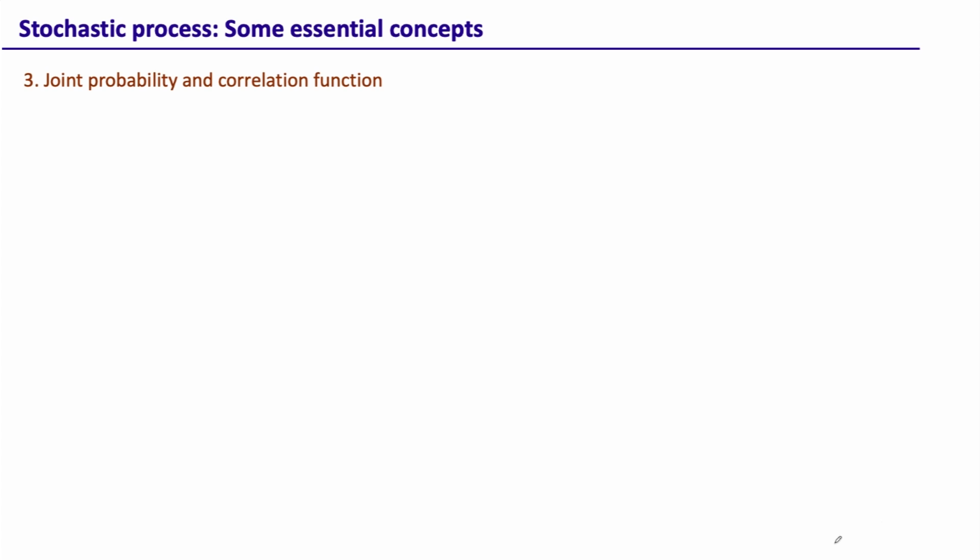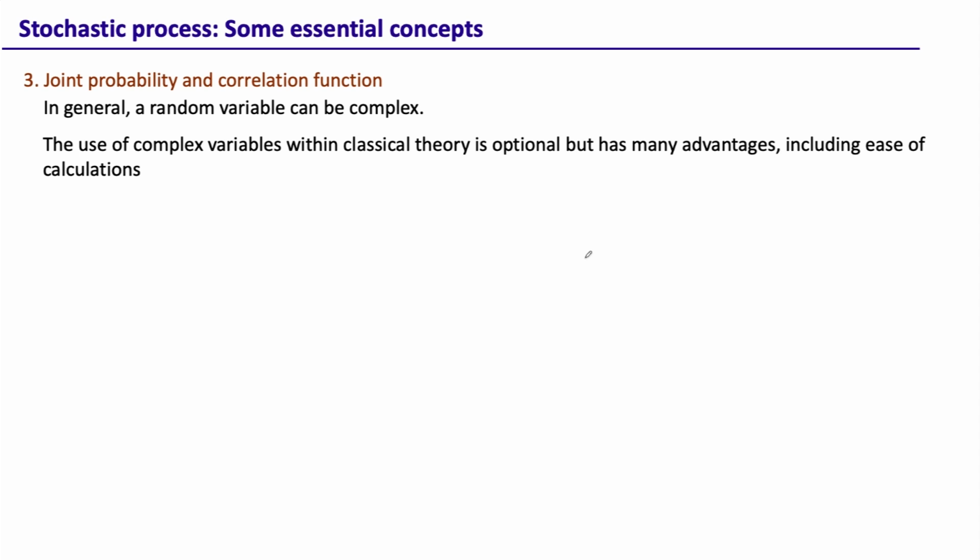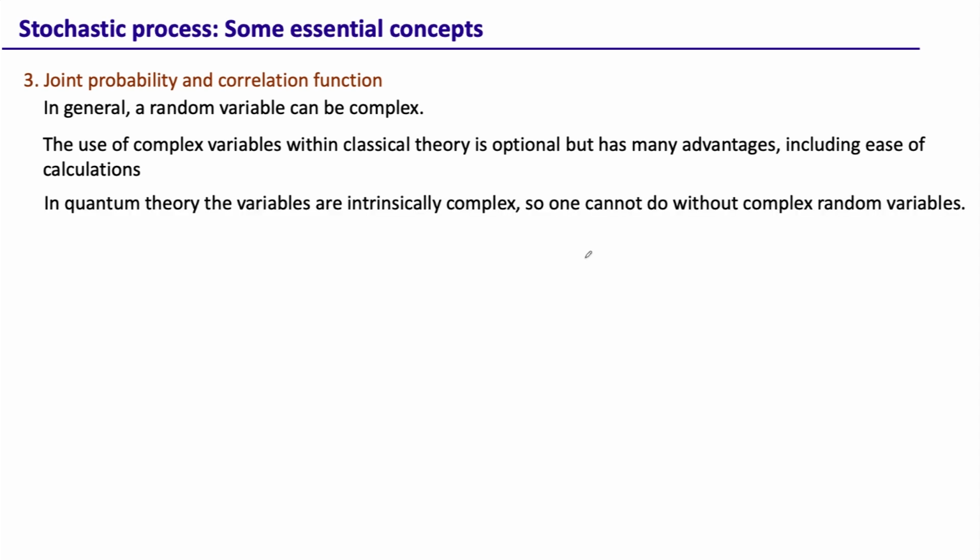Okay, so far we have discussed random variables that are mostly real, and in classical mechanics we mostly deal with real variables, but even within classical mechanics we use complex variables, mostly for mathematical ease. But when it comes to quantum mechanics, we have to use complex variables because wave functions are complex, and real functions cannot capture everything quantum. So a general random variable is in general complex. Within classical theory it is optional, but we do use it for ease of calculation. In quantum theory, one has to have complex variables.